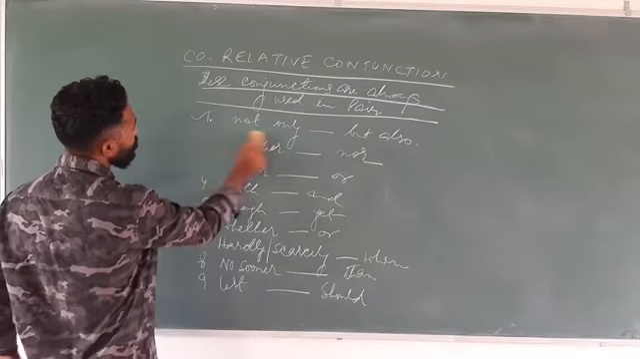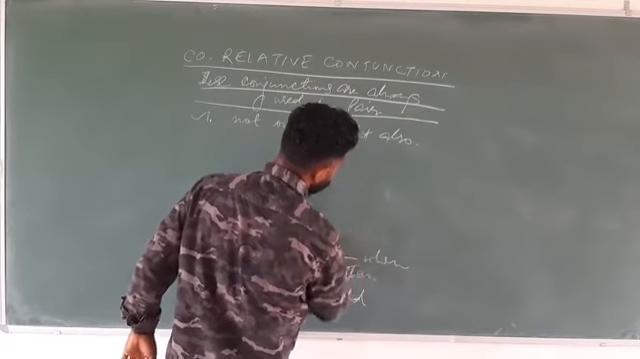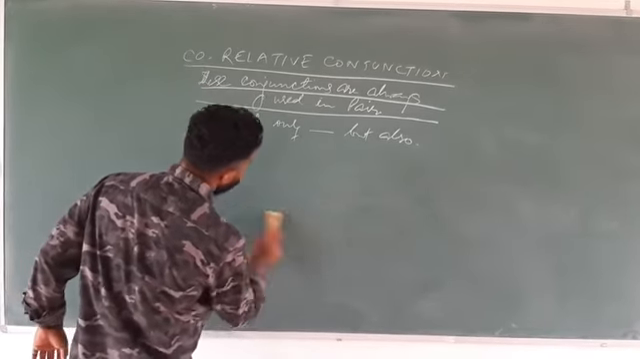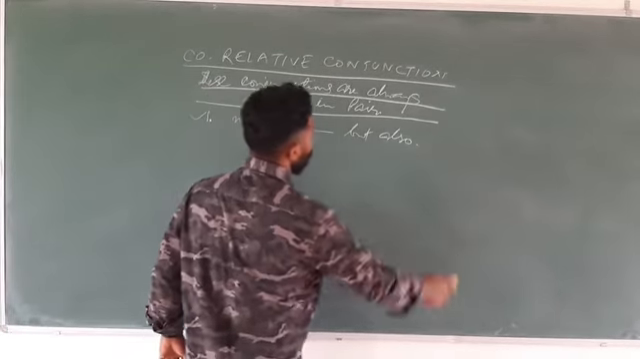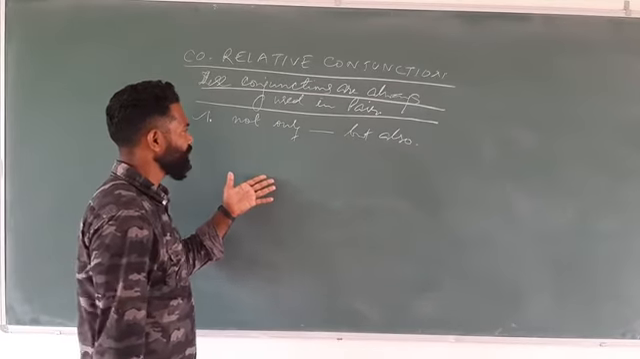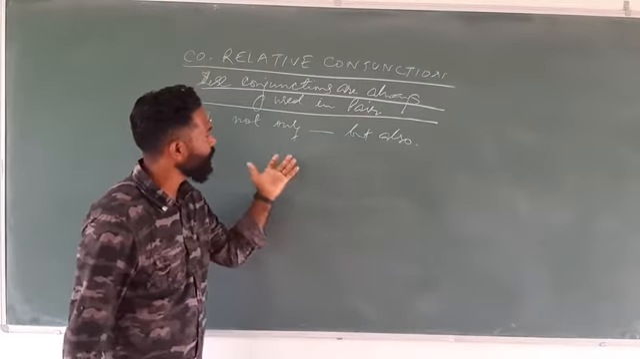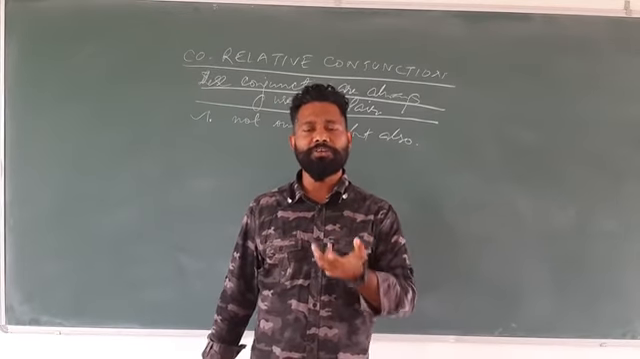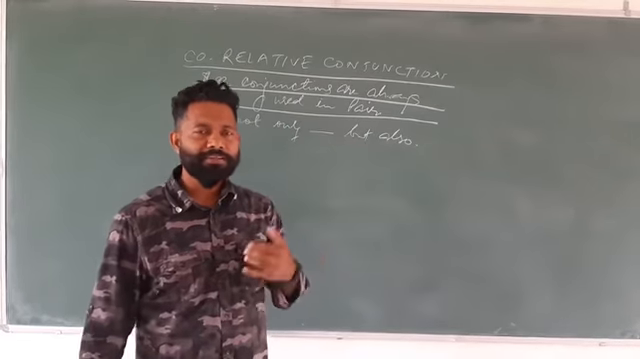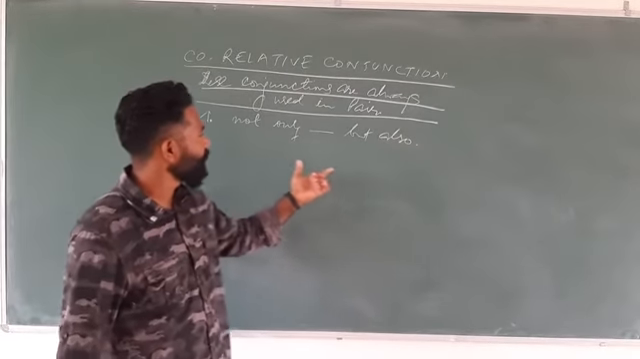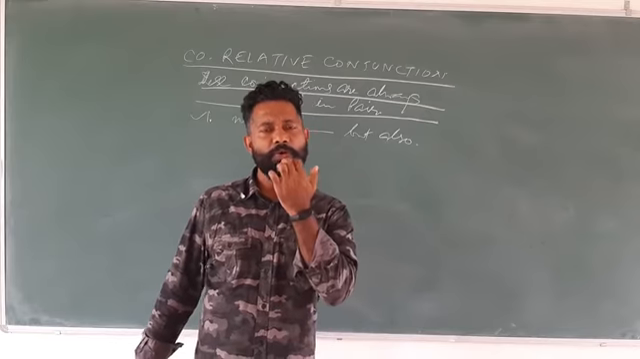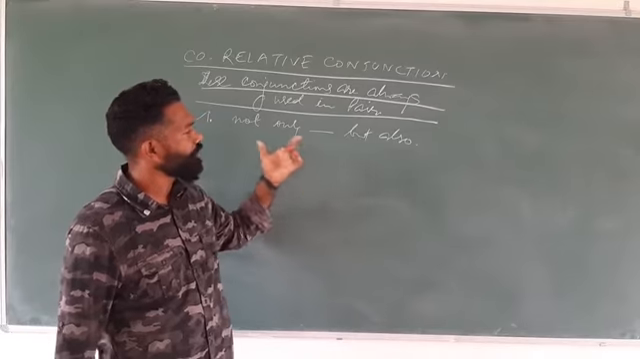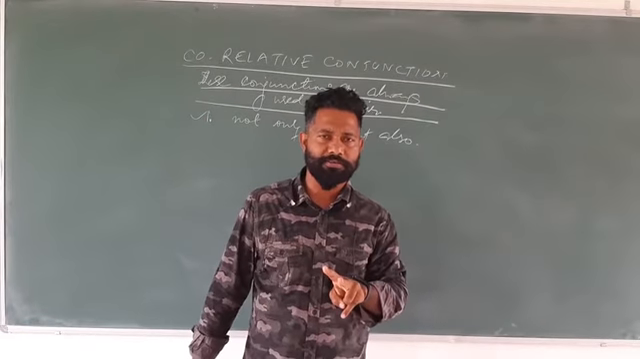So today we are going to take up the very first conjunction in the group of correlative conjunctions, that is not only but also. Before I start telling you how this conjunction comes into use when we need to combine two different sentences, let us understand what type of sentences not only but also combines. So not only but also combines two different sentences.